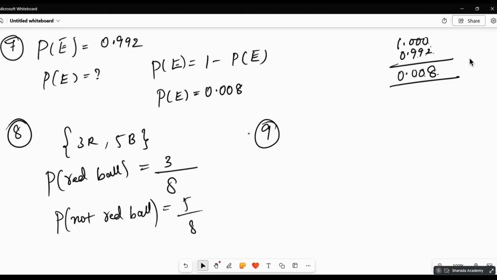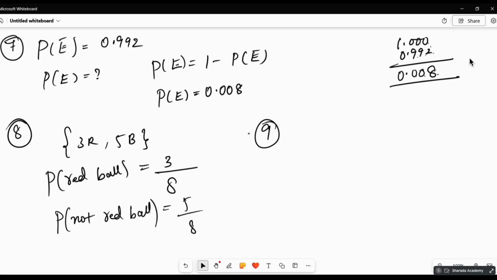We have the ninth one. 5 by 70. 5 by 70. 8 by 70. 13 by 70. So, next one.